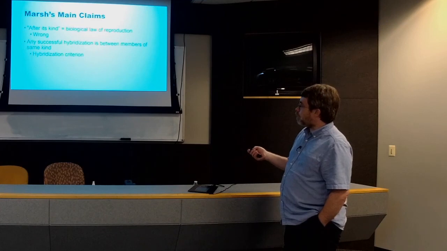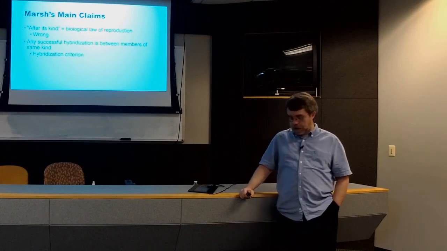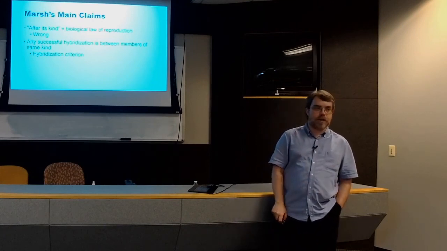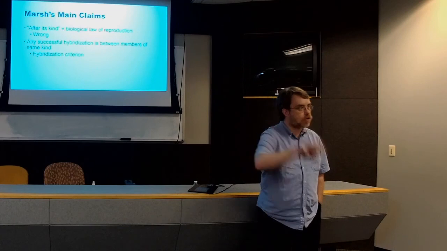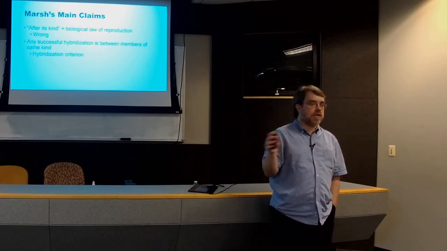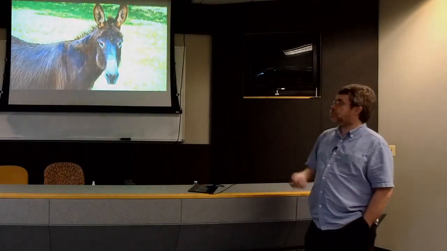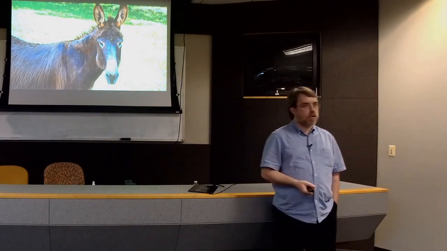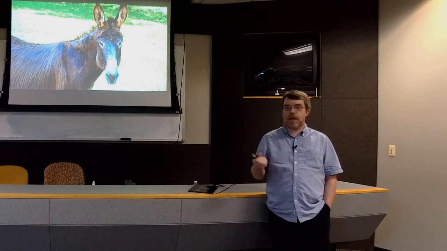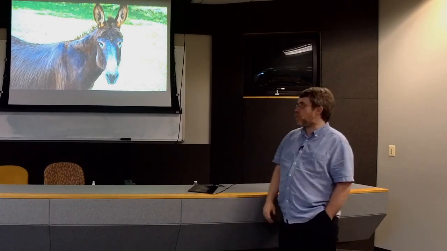And that led to this notion that successful hybridization only happens between members of the same kind, which we now think of as the hybridization criterion. So if you have two different species that can cross and produce a hybrid offspring, then that means that the two parent species belong to the same created kind. Pretty simple. Example, mules. Here is a mule. We all know about mules. Mules are the offspring of horses and donkeys. Cross a horse, which is one species, with a donkey, another species, you will get a mule, which looks like this.